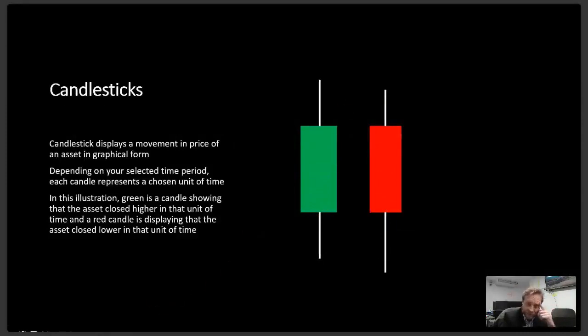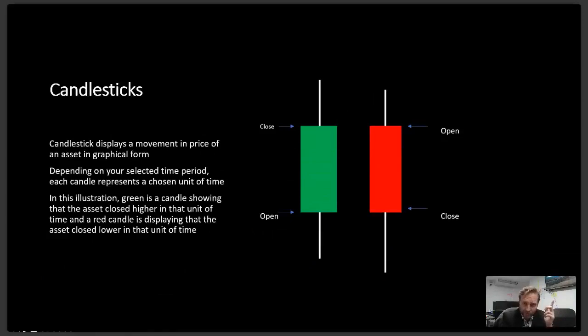Now, this actually shows a great deal of information. If the candle is green, the bottom of the candle is where the asset opened in that unit of time. The top of the candle shows you where that asset closed in that unit of time. If it's a bearish candle, in this illustration red, then the top of the body shows you where the asset opened in that unit of time, and the bottom of the body shows you where that asset closed in that unit of time.